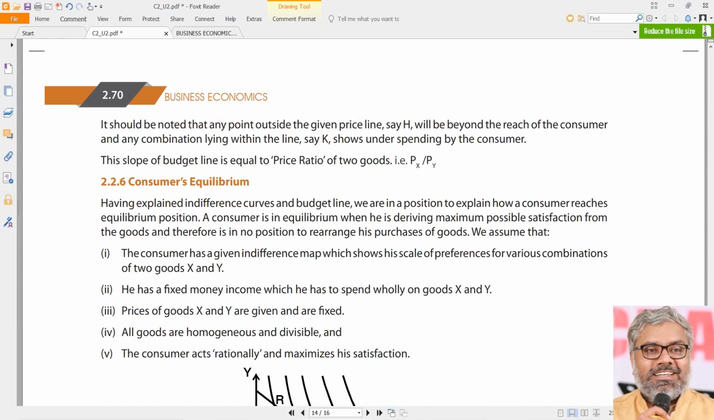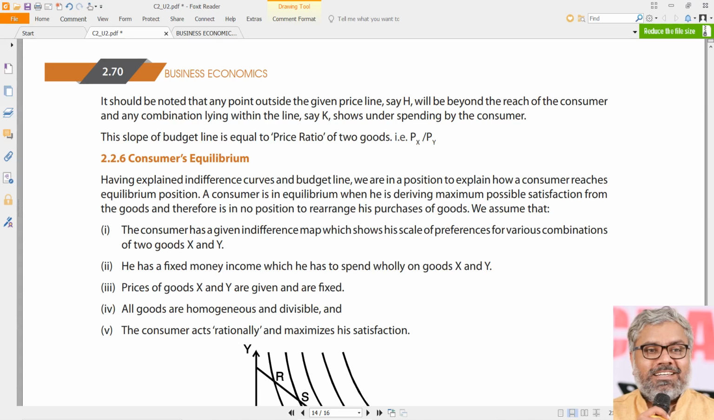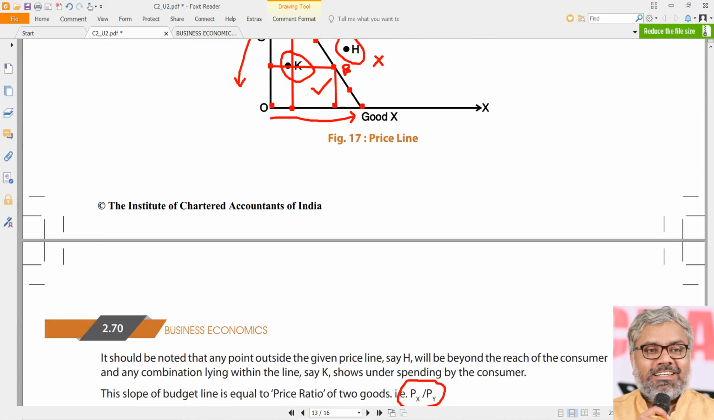We will do that. But prior to that, what is the slope of the budget line? This can be a question by itself. That is Px divided by Py, where P means price of X divided by price of Y. When we are talking about two commodities X and Y, and we are drawing a price line or budget line of these two commodities, the slope of the budget line is Px divided by Py.